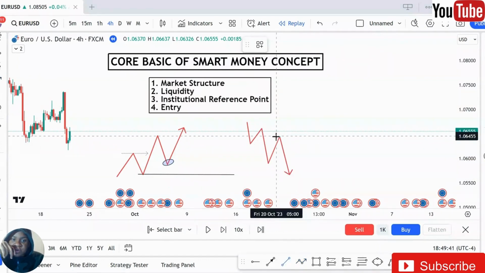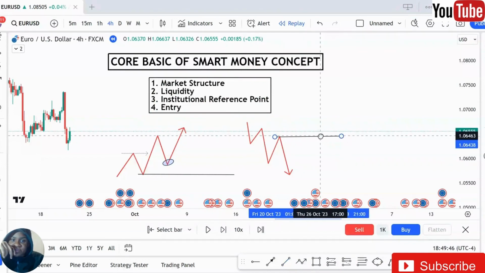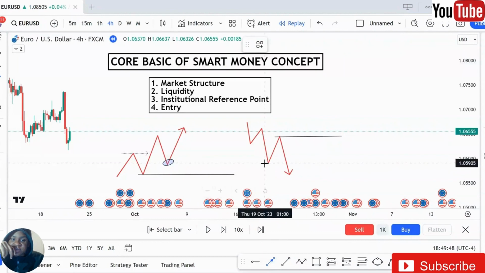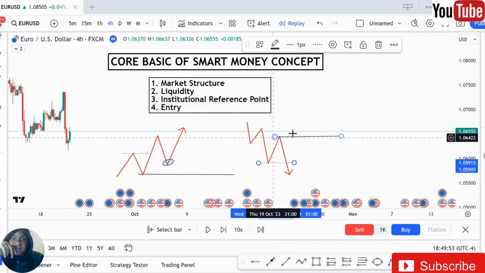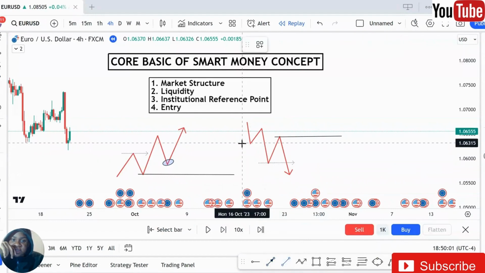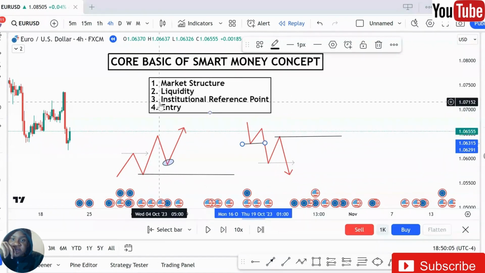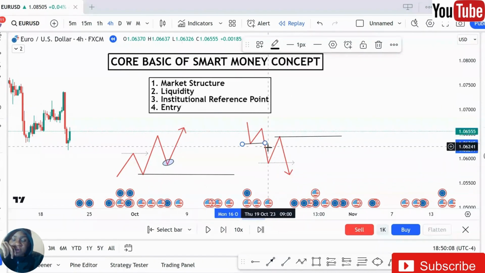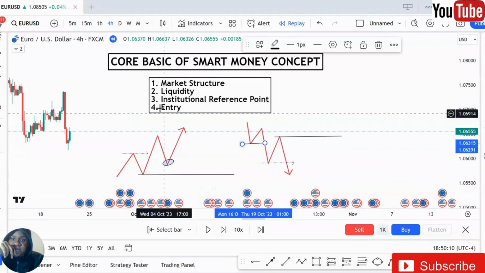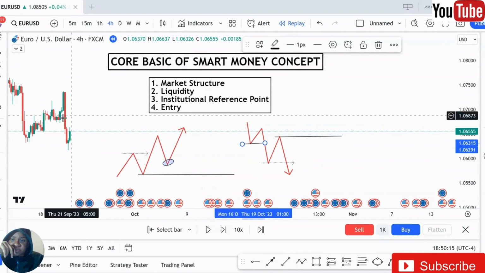Now what do we call this? Lower high. So it's old high. And what happened here? A sell side liquidity was being taken out. That's why you hear people say sell side liquidity. So liquidity has been taken out here. Sell side liquidity, that's external liquidity taken out. Here also external liquidity taken out. And what happens? Market comes back for internal liquidity. That's institutional reference points: order block, fair value gap, or liquidity void, and you get your entry. This is the whole summary of the core basics of smart money concept.